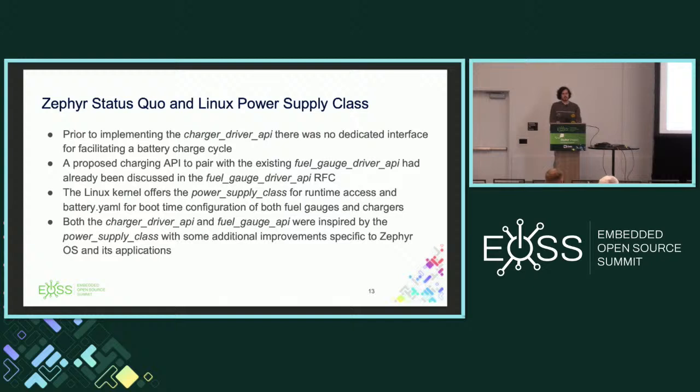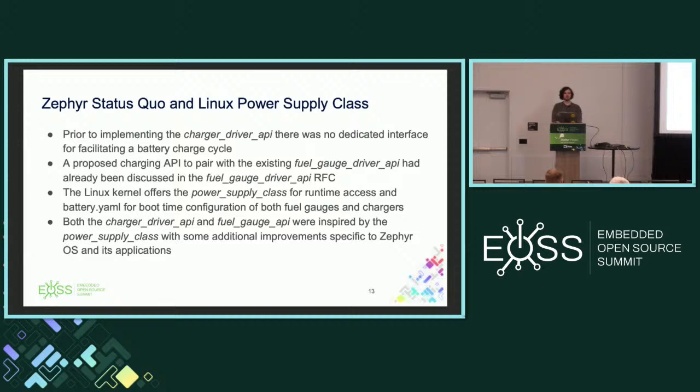And a charging API had actually already been proposed in an RFP for the fuel gauge driver API. So if you remember back in the system block diagram, there was the battery pack with an IC on board. In Zephyr, prior to the charger driver API, there was a fuel gauge driver API RFP, and it mentioned a future need for the charger driver API. So I got to cracking on it, and I took quite a bit of inspiration from what exists in Linux.